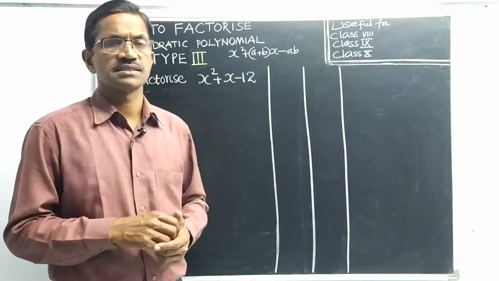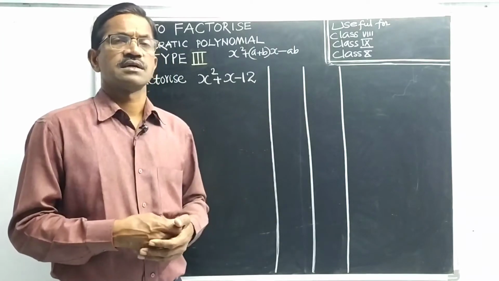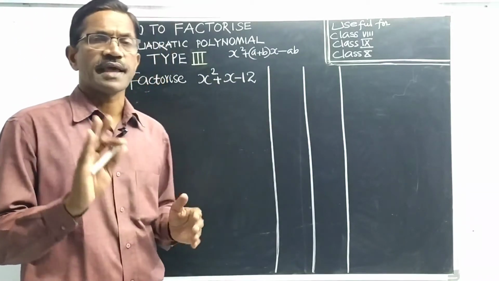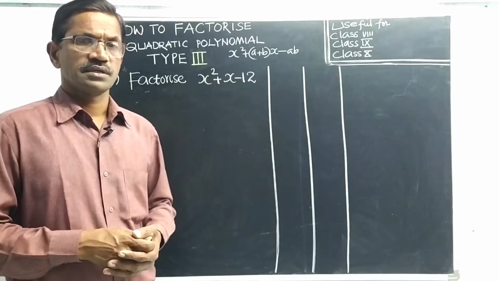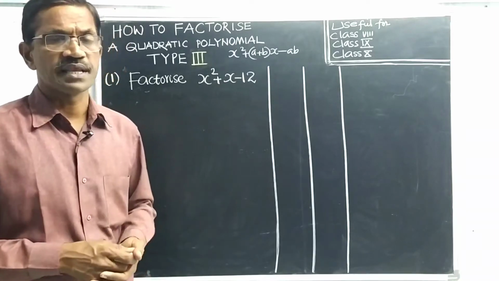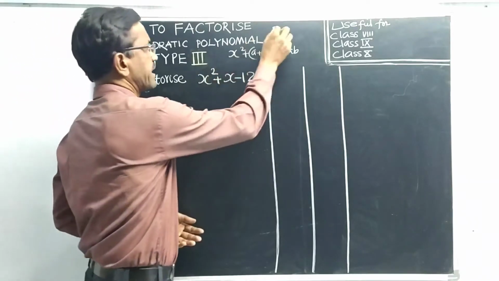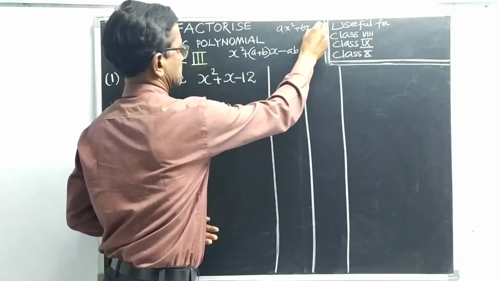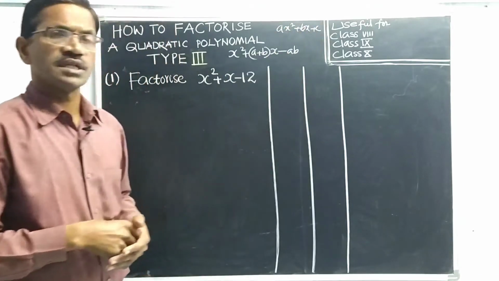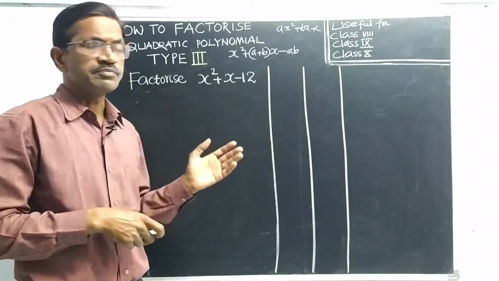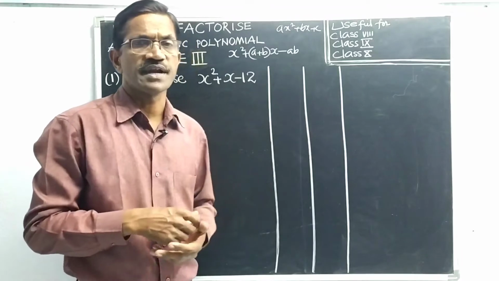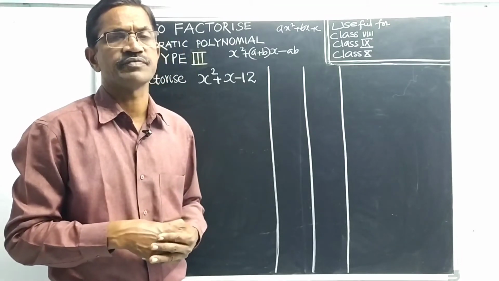Welcome to the class. In this class, let us learn how to factorize a quadratic polynomial type 3. The standard form of the quadratic polynomial, we know, is ax square plus bx plus c. In previous videos, I have explained the two types of quadratic polynomials and how to factorize them.